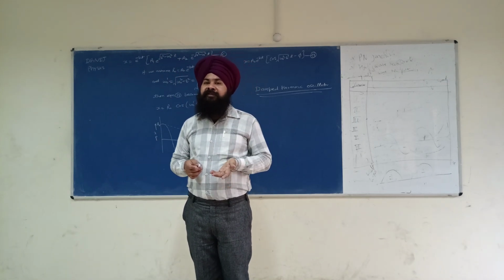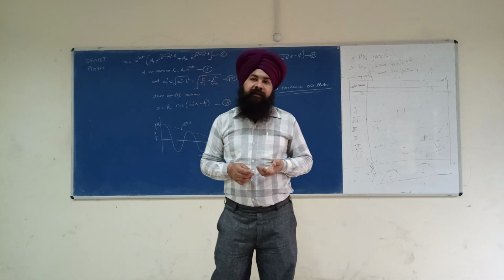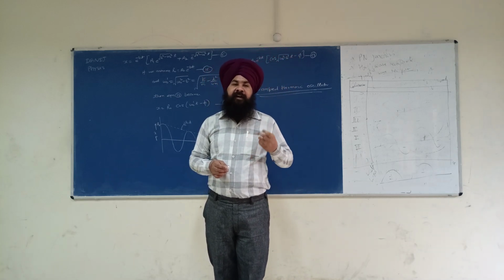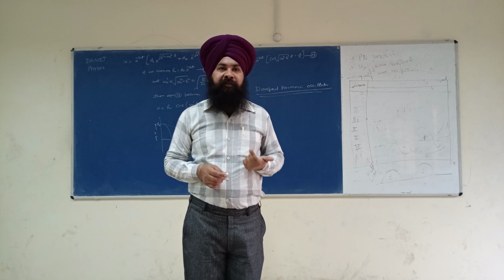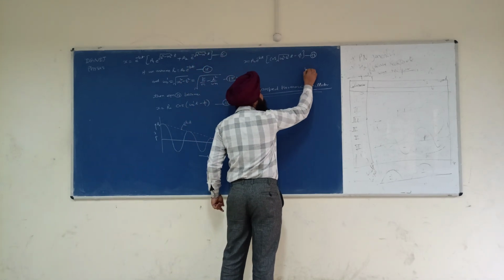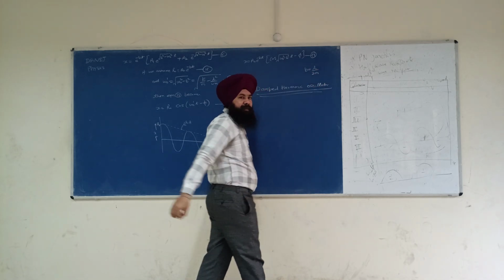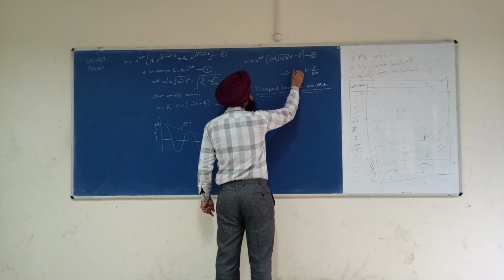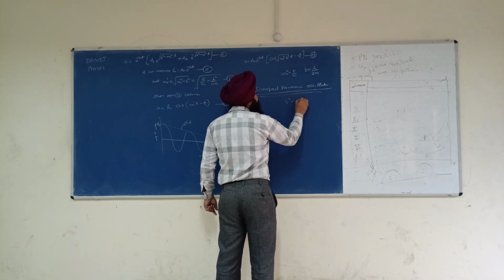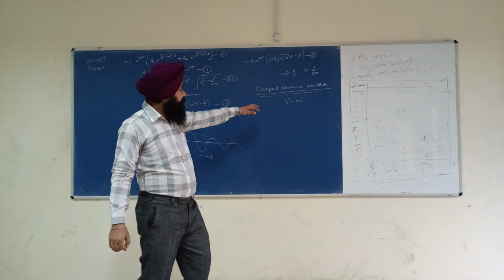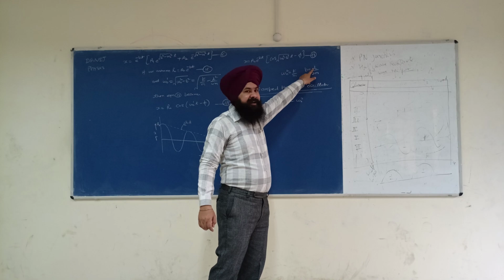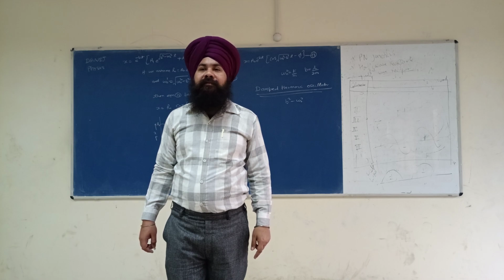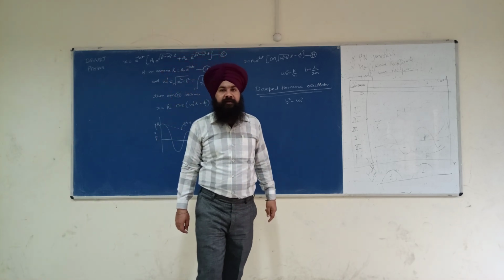For the heavily damped oscillator, what would be the condition? The damping constant must be high. It means R must be high, and when R is high, b must be high. Why? Because b is equal to R by 2m, and omega naught square is equal to K by M. When b is high, the oscillator is said to be a heavily damped oscillator.